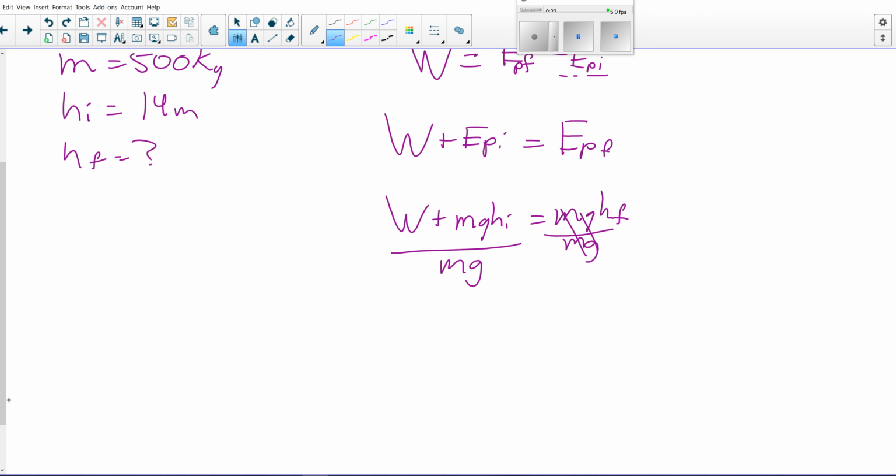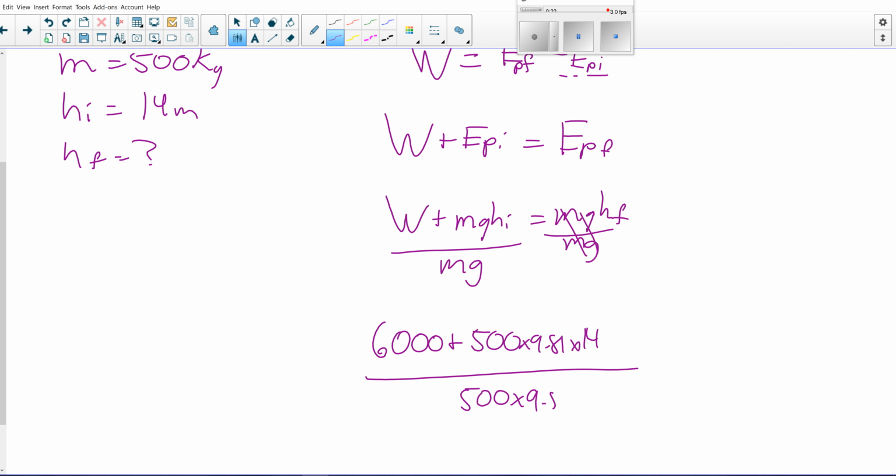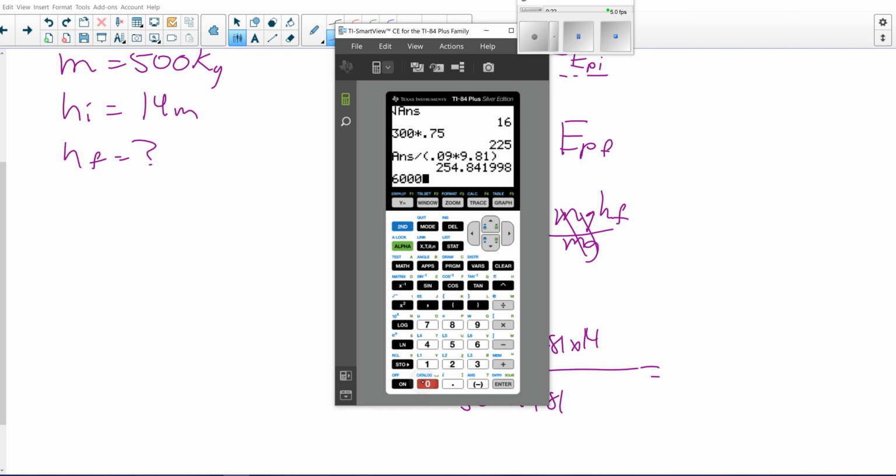So when I'm plugging in my numbers here, 6,000 joules plus 500 times 9.81 times 14 meters, divided by 500 times 9.81. So 6,000 plus 500 times 9.81 times 14, divided by 500 times 9.81. So it only goes another 1.5 meters. That's a very short floor. Its final height is going to be 15.2 meters.